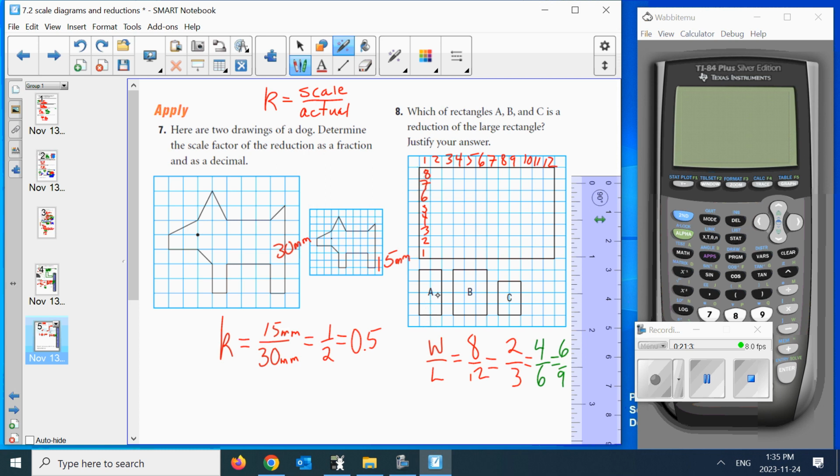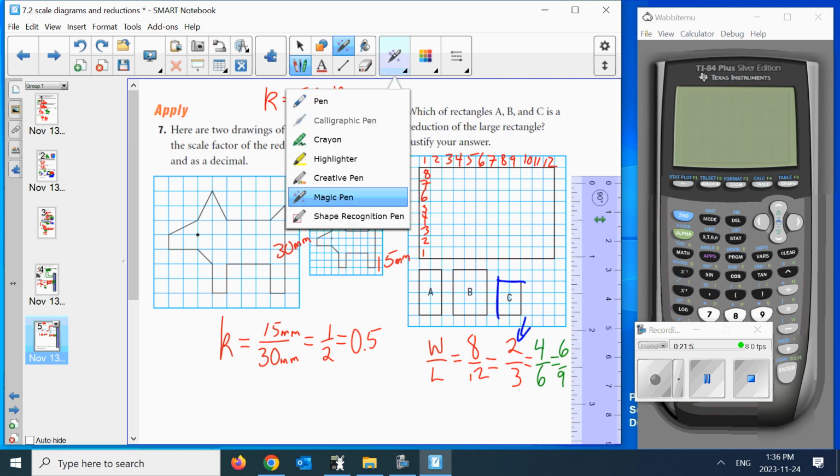Now, B, the width is 3. Is there any way to multiply 3 up to 8 and then the same number as the 4 to 12? No, that doesn't. It's not in the same ratio. It's not in this 2 to 3 ratio. But this is in the 2 to 3 ratio. C is your answer.